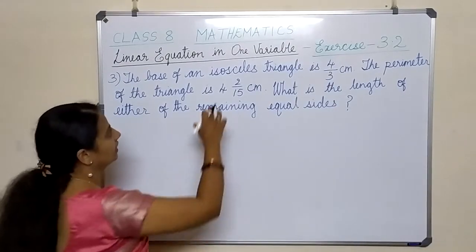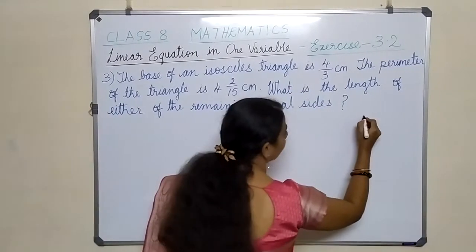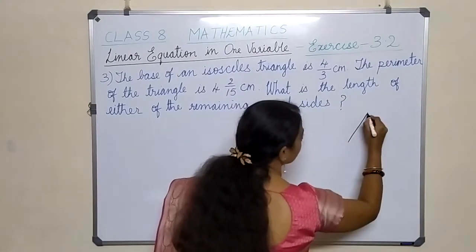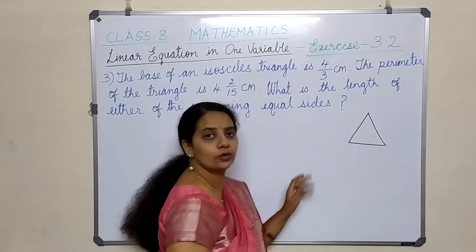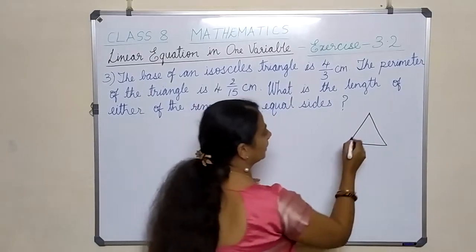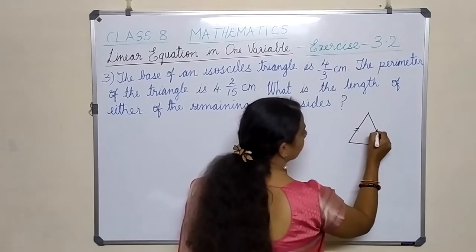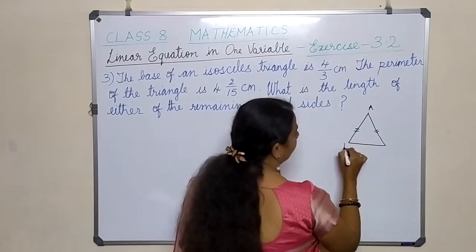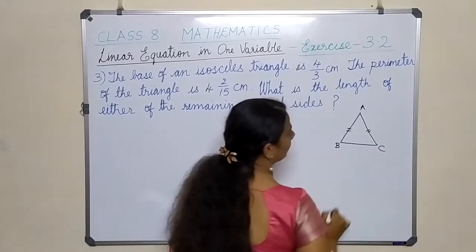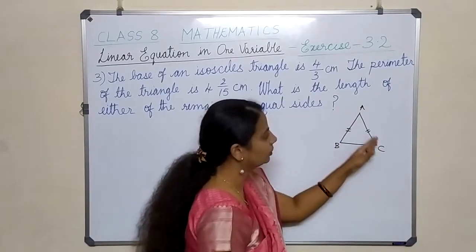First, I'm going to draw an isosceles triangle over here. What do I mean by an isosceles triangle? A triangle where two sides are equal is called an isosceles triangle. Now this is an isosceles triangle. I will name it ABC. Here AB is equal to AC.